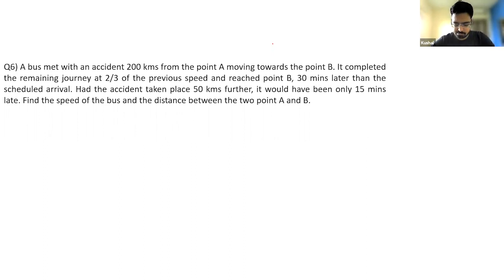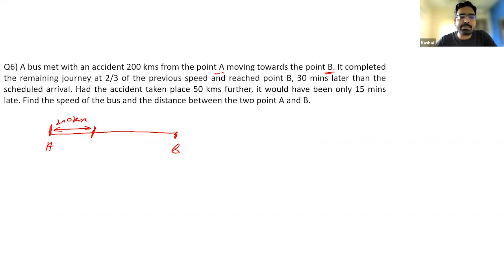Let's try and solve this question. It says a bus met with an accident 200 kilometers from the point A moving towards the point B. So you have a point A moving towards the point B. That means the bus was moving for the point B and it has met with an accident after 200 kilometers. So this is the point of accident, which is 200 kilometers from the point A.